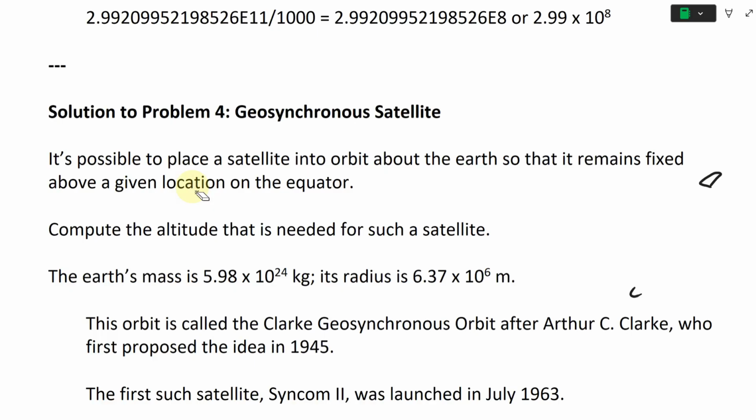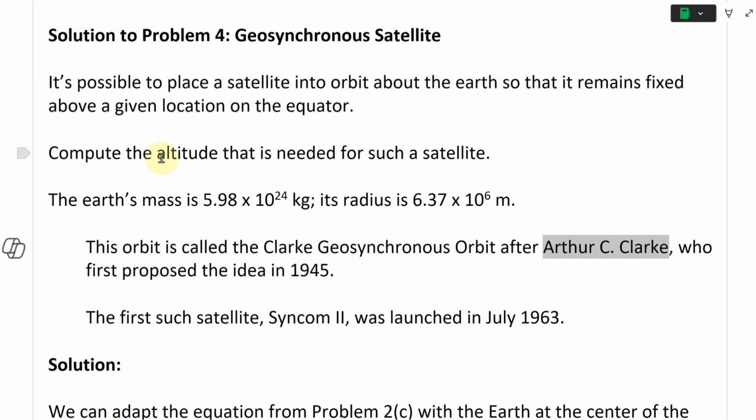So that's fascinating. I'll see if I can find a video after this problem and add some other context, as well as this Arthur C. Clarke guy, who's pretty famous here. So yeah, it's possible to place a satellite into orbit about the Earth so that it remains fixed above a given location on the equator. And now we're asked to compute the altitude that is needed for such a satellite, and the Earth's mass is 5.98 times 10 to the power of 24 kilograms, and its radius is 6.37 times 10 to the 6 meters.